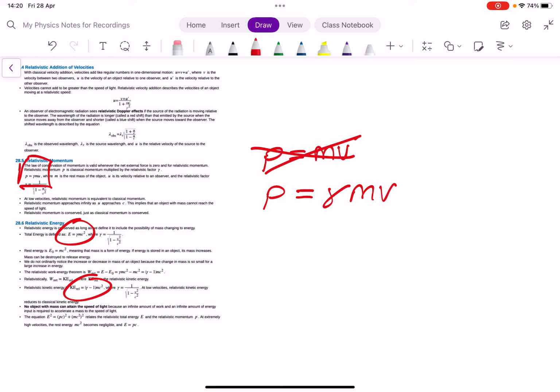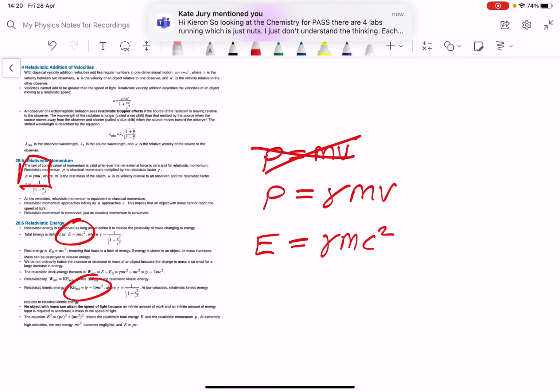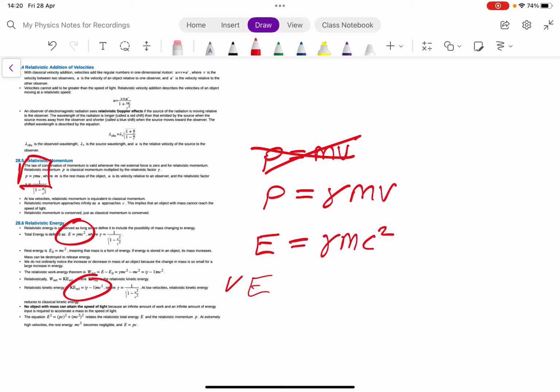Relativistic kinetic energies, well, the relativistic energy of an object would just be, in the same way that we used gamma m in the momentum equation, gamma m c squared. And the kinetic energy of that object is, a little bit counterintuitively, this equation here. Gamma minus 1 times mc squared.